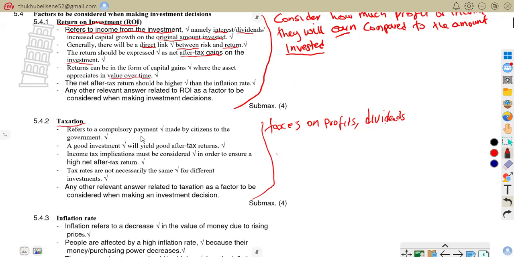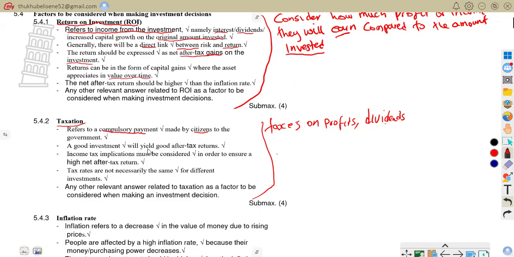So what it means, under the points that we are given, is that tax refers to the compulsory payment made by citizens to the government. They are to pay what? Tax. So your profits are going to be taxed, your dividends are going to be taxed.